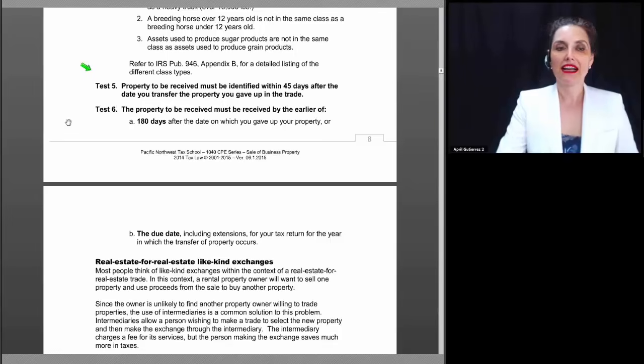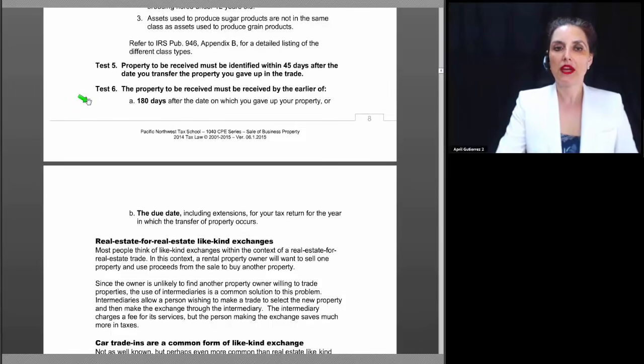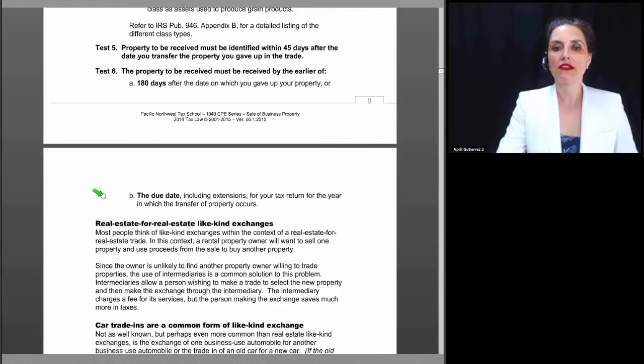Test number 5, property to be received must be identified within 45 days after the date you transfer the property you gave up in the trade. And test number 6, the property received must be received by the earlier of 180 days after the date on which you gave up your property or the due date, including extensions, for your tax return for the year in which the transfer of property occurs.